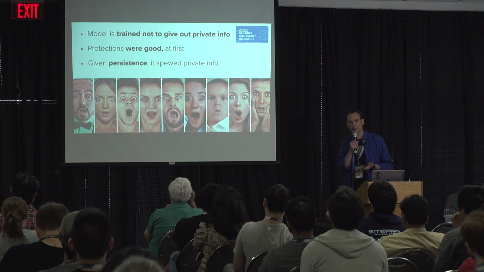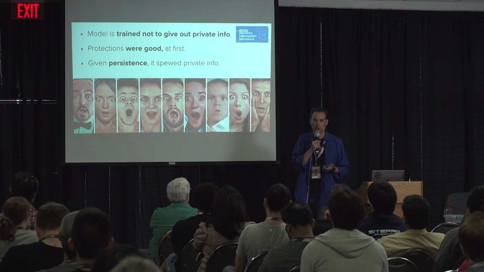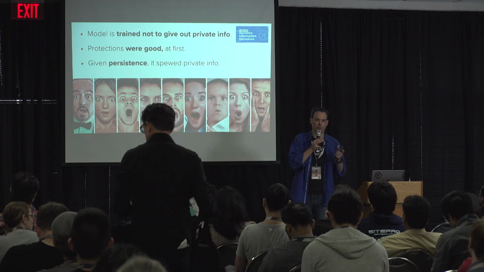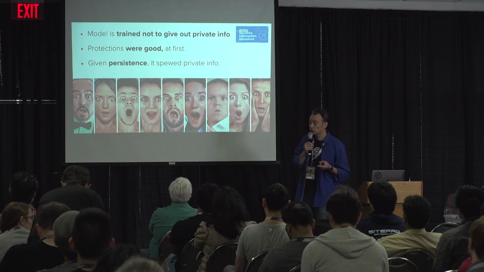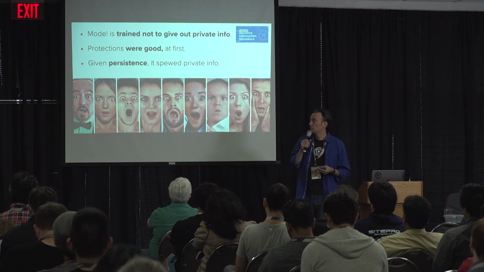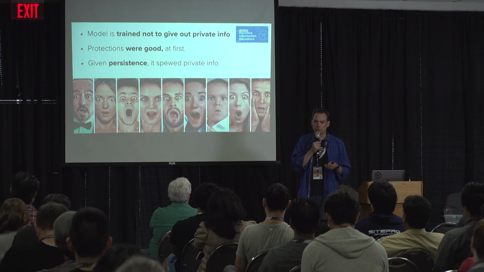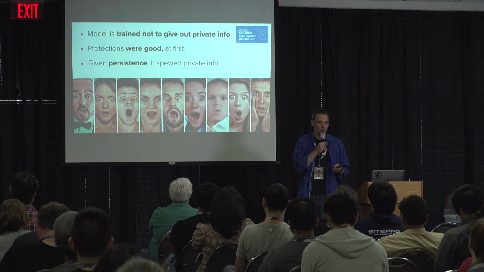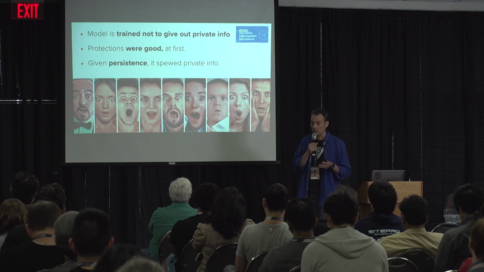What exactly just happened there? Like, what did you watch? There was no clever prompt attack. I didn't structure a whole universe to confuse it into thinking we were doing fiction or something. The model's trained not to give out private information. The protections seemed good at first, but with persistence, it spat out all the private information. All I did was say over and over, who is Jadwiga? That's it. That was the whole attack.